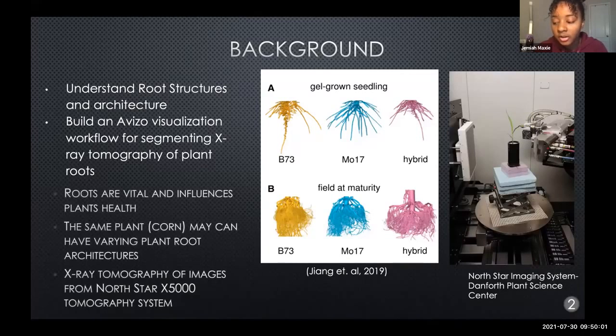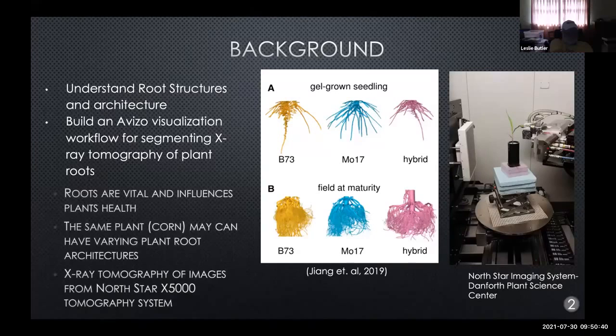The plants grown in the gel could be imaged repeatedly with X-ray tomography at 4-hour intervals, and you'd be able to watch the roots grow. In the field, the plants were grown, then removed from the soil, and the excess soil was washed away, and then they were imaged. You can see from the lab in the soil that there are different architectures for the same kind of plant.